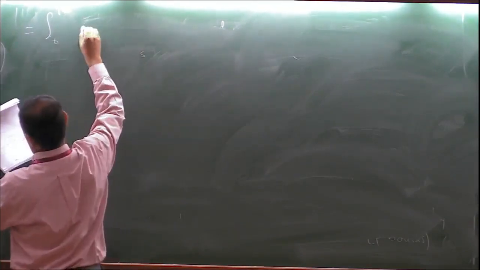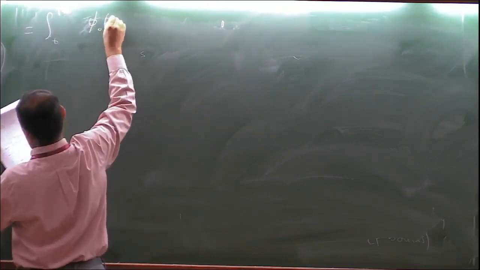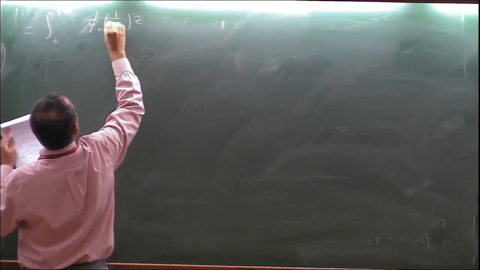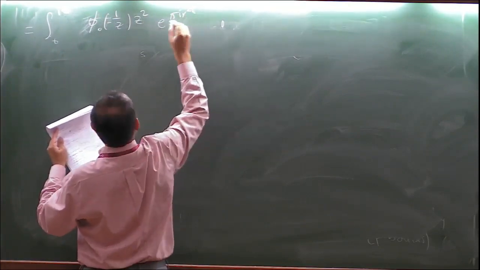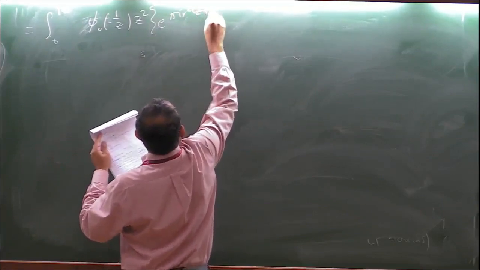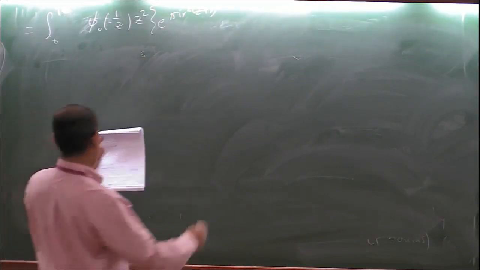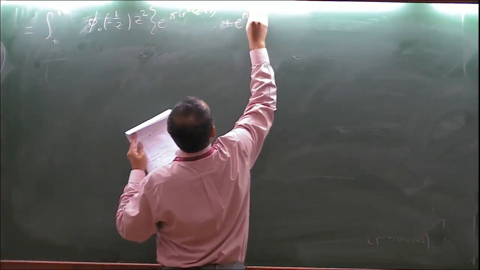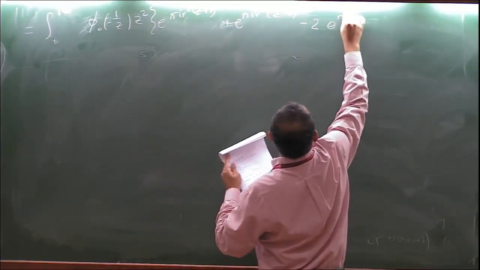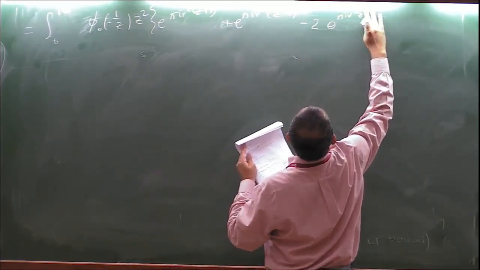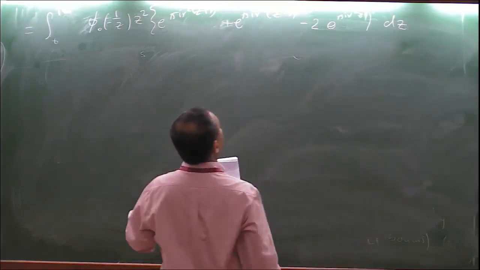so this is the integral from 0 to i infinity of φ0 of -1/z, z squared, e^(πi r² (z+1)). So this times this gives you z+1, and plus e^(πi r² (z-1)), minus 2 e^(πi r² z) dz. Okay?